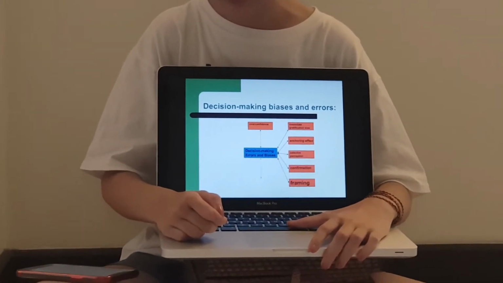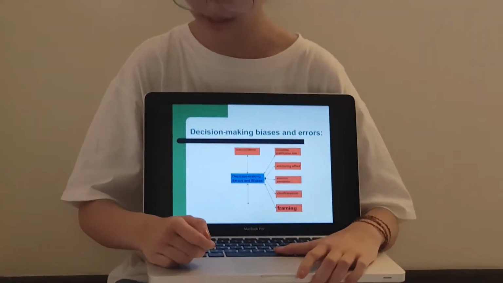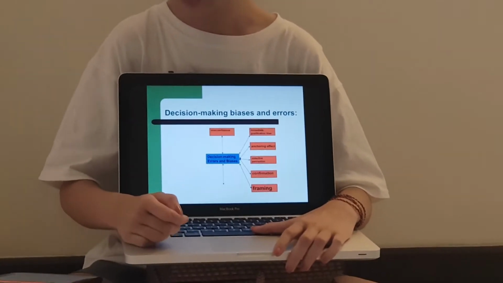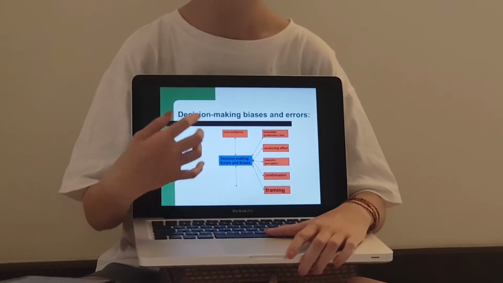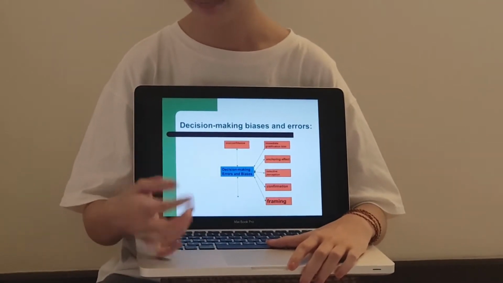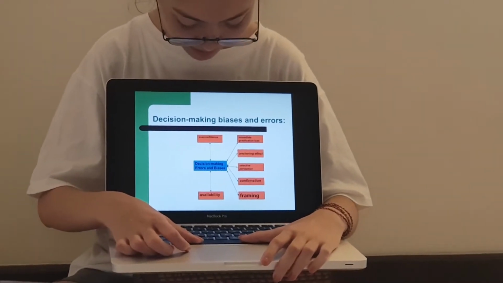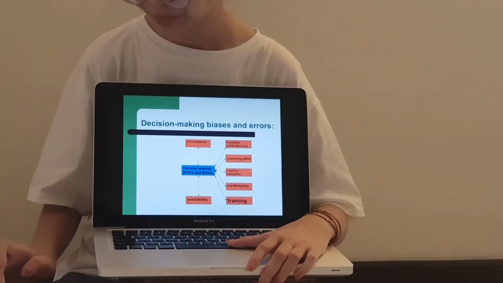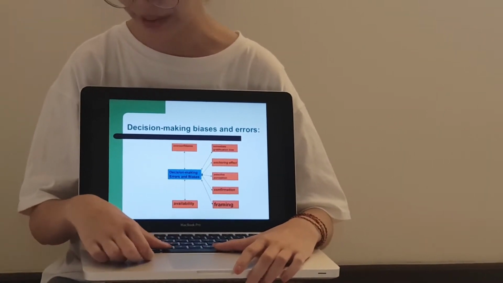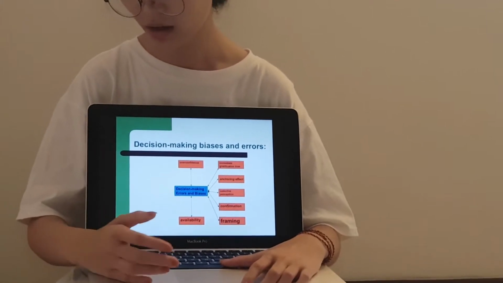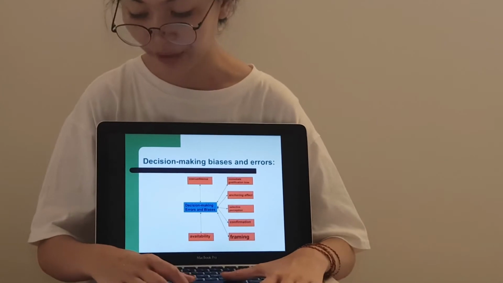And the next one is framing, which is about decision makers who select and highlight certain aspects of a situation while excluding others. The next one is availability, when the decision maker remembers events that are the most recent and vivid in their memory.